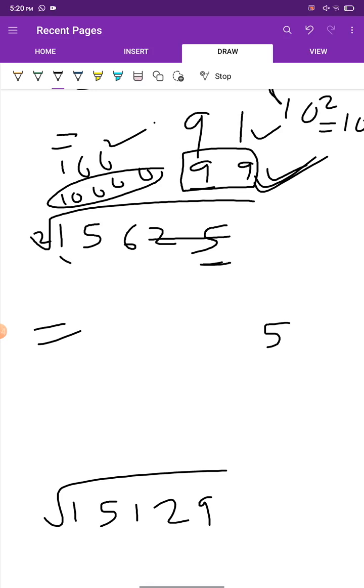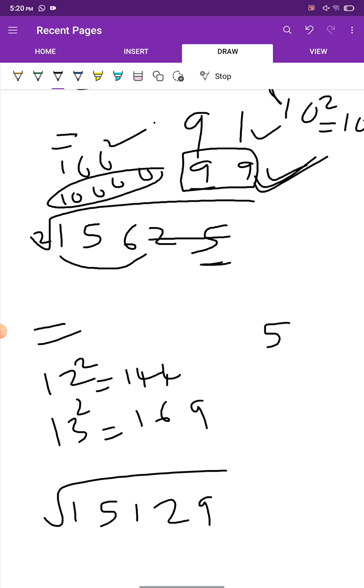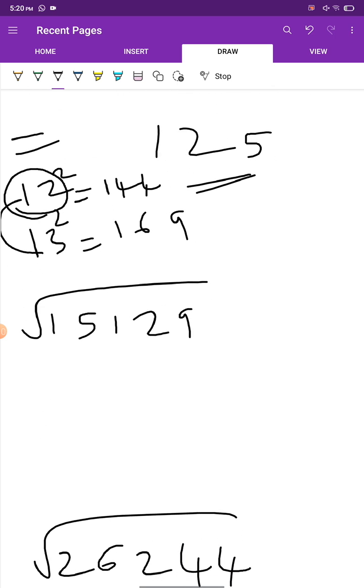I need to check between which squares 156 lies. We know that 12 square is 144 and 13 square is 169. It lies between 12 square and 13 square, but we need to give priority to the lower number square, which is 12. So our answer is 125. The square root of 15625 is 125.